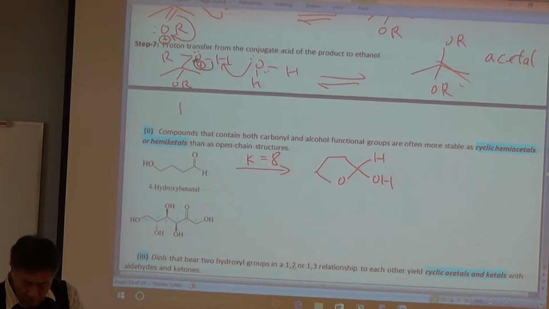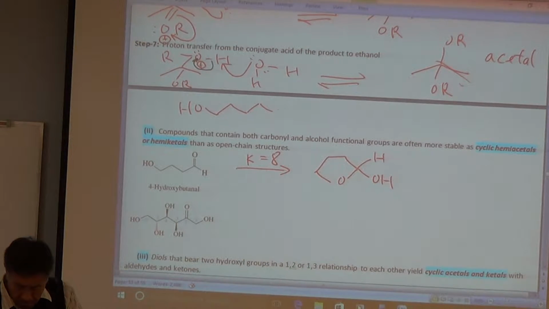I will redraw this molecule on top and number those carbons, so you will see which carbon goes in what place. This is 1, 2, 3, 4. Your carbon 1, 2, 3, 4 right there.